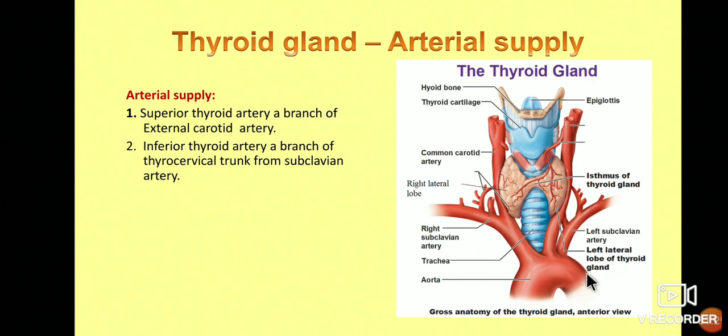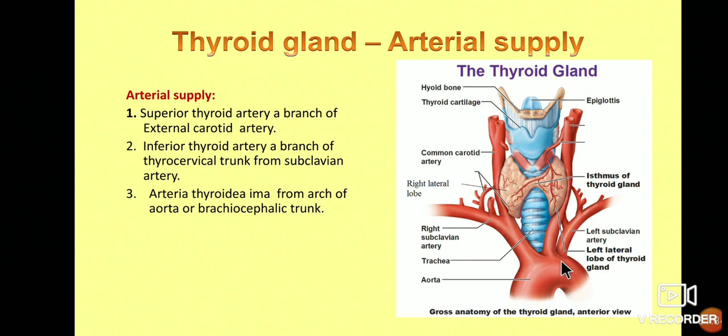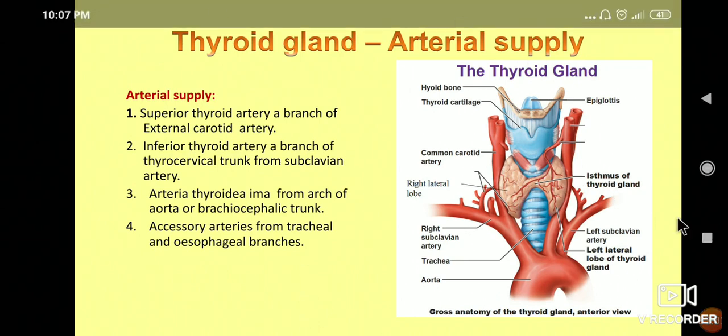Then occasionally, as I told you, the arteria thyroidea ima, which is a direct branch from the arch of the aorta, if present, supplies the thyroid gland. Then accessory thyroid arteries: these are from the tracheal and esophageal branches. They give additional branches to the thyroid gland as accessory arteries. So that is the arterial supply of the thyroid gland.